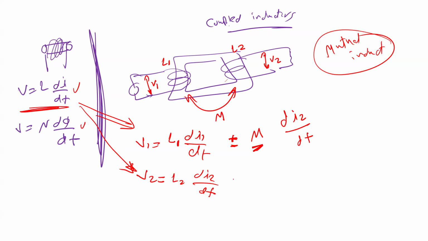Same thing, plus or minus M di1 divided by dt. Remember, look here. That's why here we have V2, but here I have I1, because this is the impact of the other one. Same thing in the case of V1: here I have I2 because this is the impact of the other one. Okay?